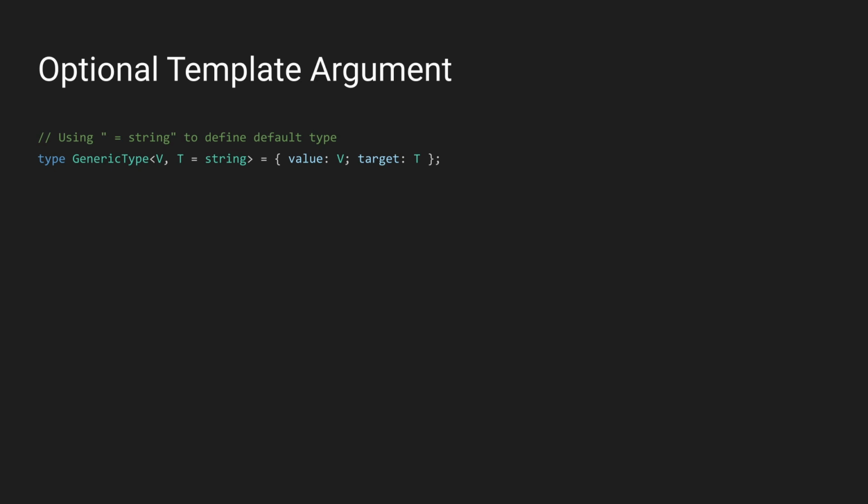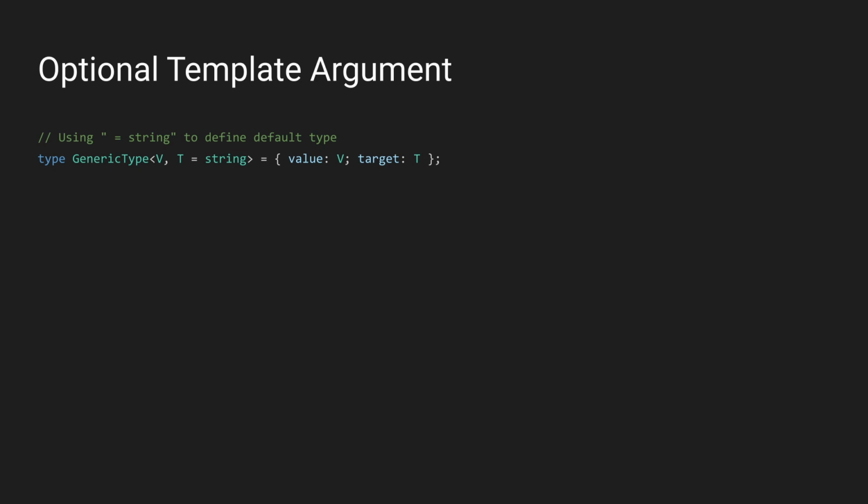We can make a portion of generic type optional to define. Similar to function arguments, optional types cannot be followed by required ones. The difference here is that we must provide a default type. The syntax is visible on the screen.